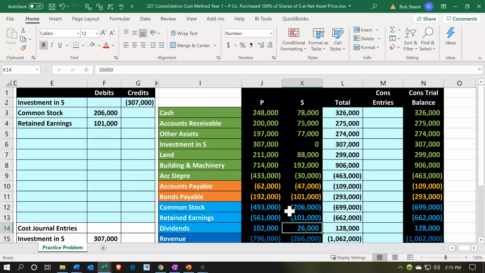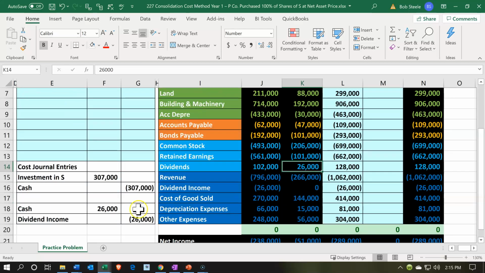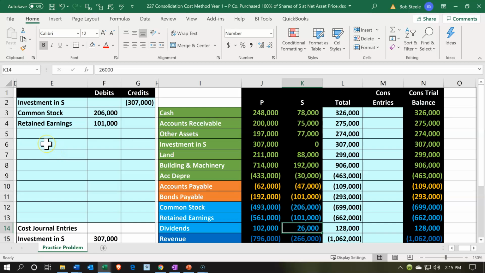And what did P do when we broke out those dividends? Well, P just said, I got cash, came into P's books, and then the other side is going to be going to the dividend income, which is right there. So we just need to eliminate these two transactions. So we're going to say, all right, let's just get rid of that. And that shouldn't be a problem.